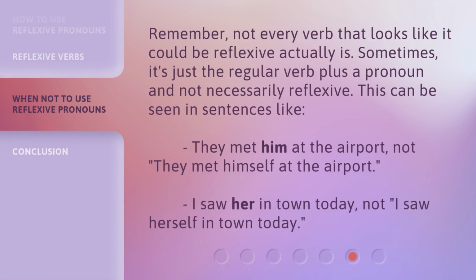Remember, not every verb that looks like it could be reflexive actually is. Sometimes, it's just the regular verb plus a pronoun and not necessarily reflexive. This can be seen in sentences like, "They met him at the airport," not "They met himself at the airport." "I saw her in town today," not "I saw herself in town today."